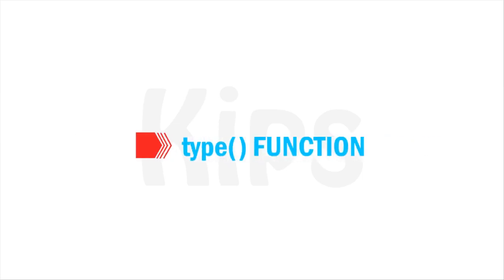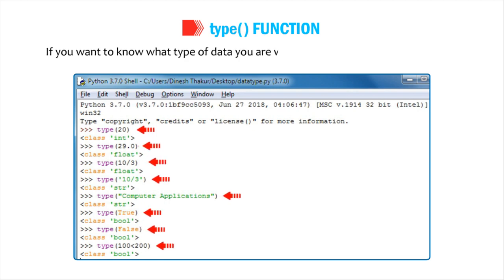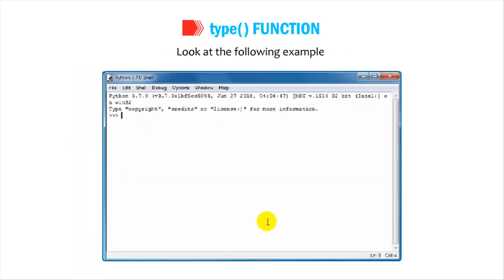Now let us learn type function. If you want to know what type of data you are working with, use the type function. It is used to return the data type of a value. Look at the following example.